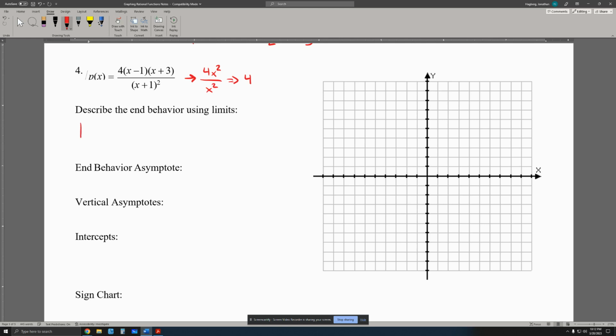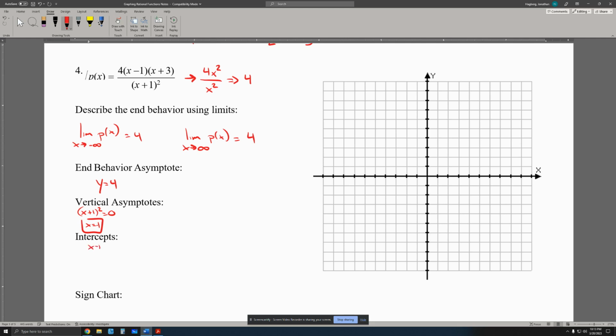So that tells me that the end behavior, the limit of p of x as x approaches negative infinity is equal to 4, and the limit of p of x as x approaches positive infinity is also equal to 4. So end behavior asymptote, y equals 4. Vertical asymptotes is where the denominator equals 0. So we have the quantity x plus 1 squared equals 0. So we get x is equal to -1.